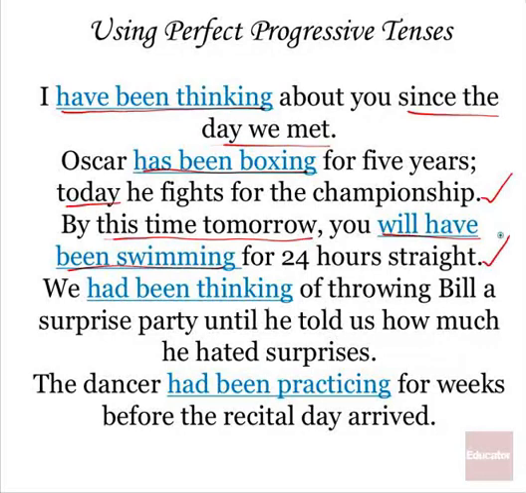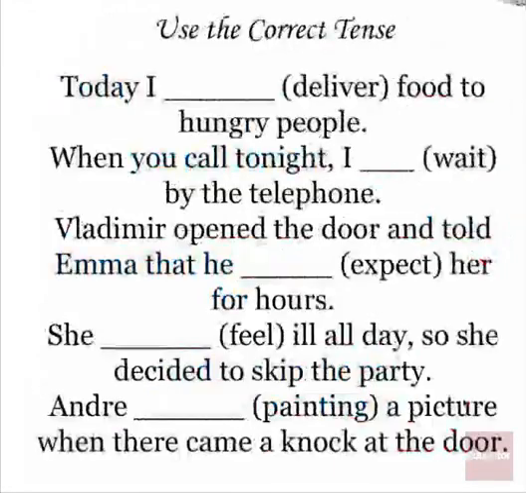We had been thinking of throwing Bill a surprise party until he told us, that's your clue, that we needed the past perfect progressive, how much he hated surprises. And finally, the dancer had been practicing for weeks before the recital day arrived. Arrived is your clue. We're talking about a past event and an ongoing event prior to that past event. So had been practicing, past perfect progressive.